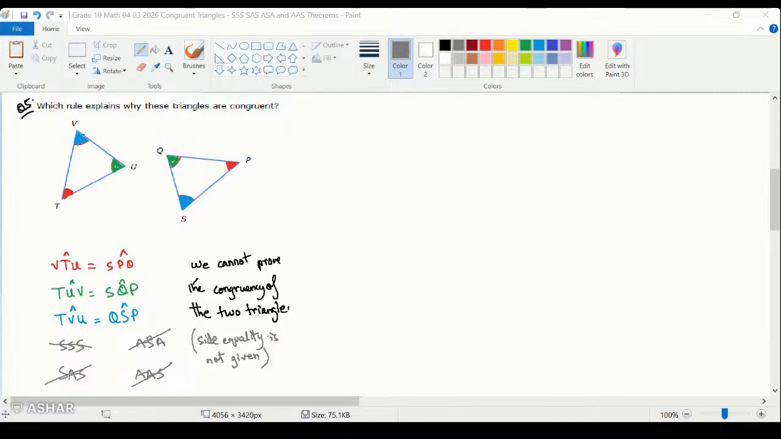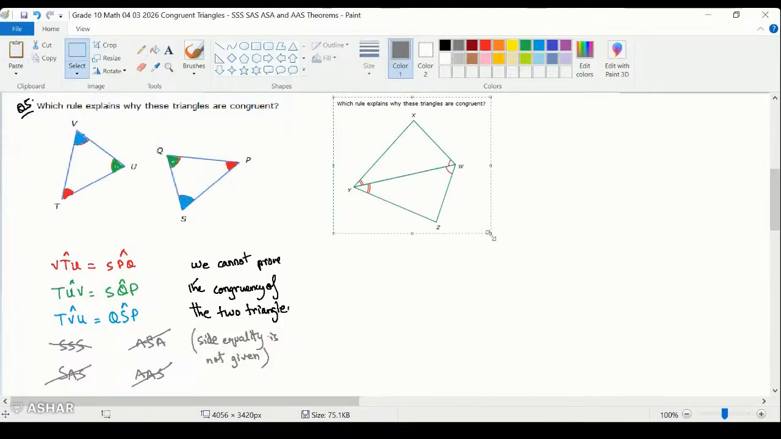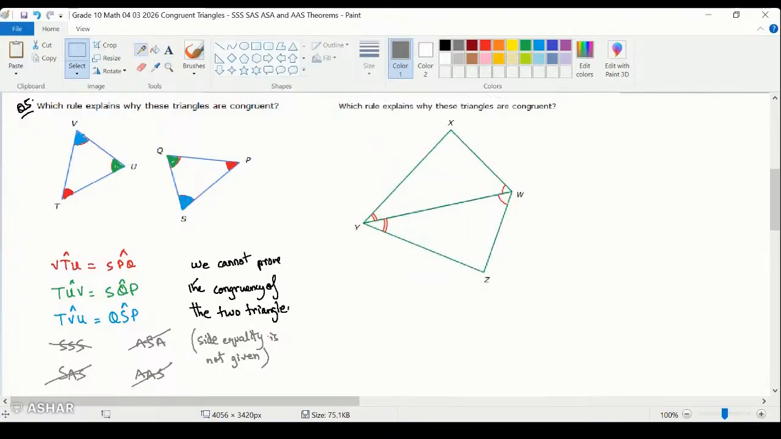For the next question, I'm doing a question that shows us angle, side, angle. Question number 6 says, if this is the information that has been given to us, this is our question number 6. What we can say is we have a common side, agreed, and the common angles are on the given common side.